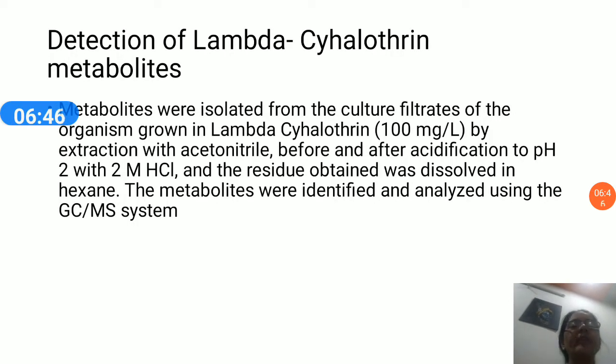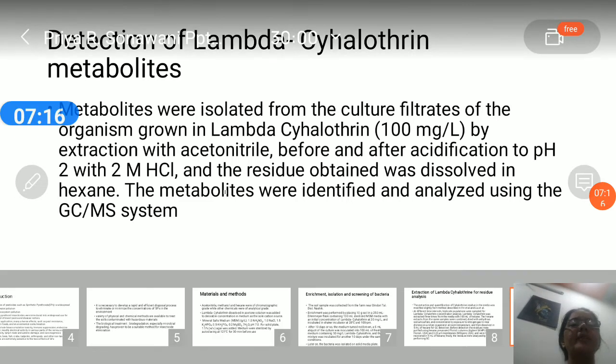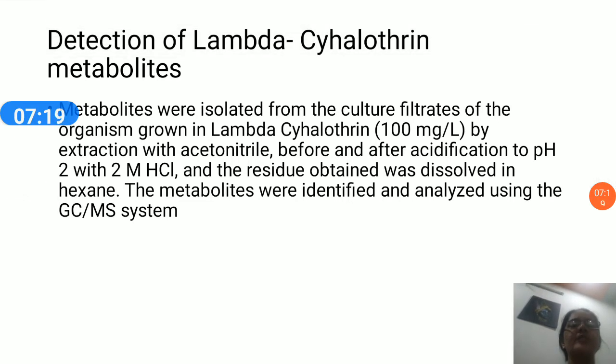Detection of the metabolites was also done, and these were isolated from the culture filtrates of the organism grown in lambda cyhalothrin. The concentration was adjusted up to 100 mg per liter by extraction with acetonitrile, before and after acidification to pH 2, that is acidic pH, with 2 molar HCl, and the residue obtained was dissolved in hexane, and then it was identified and analyzed using a GCMS system.